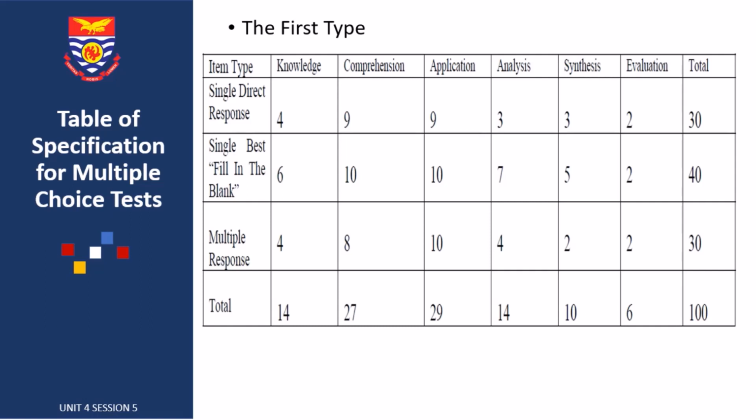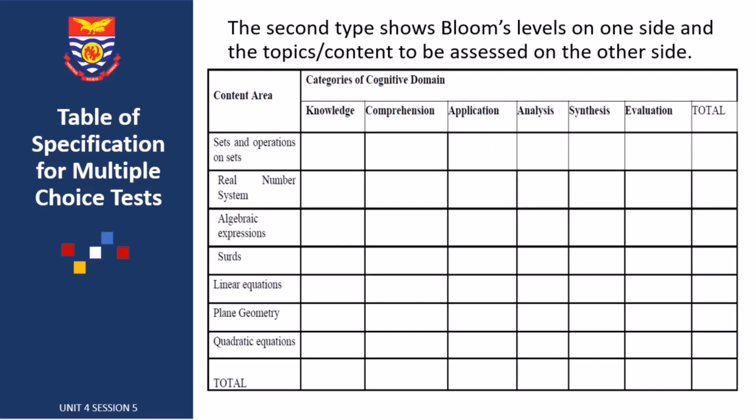You should plan. The second type also shows Bloom's level on one side and topic content on the other side, as you can see. Okay, you can see the difference.